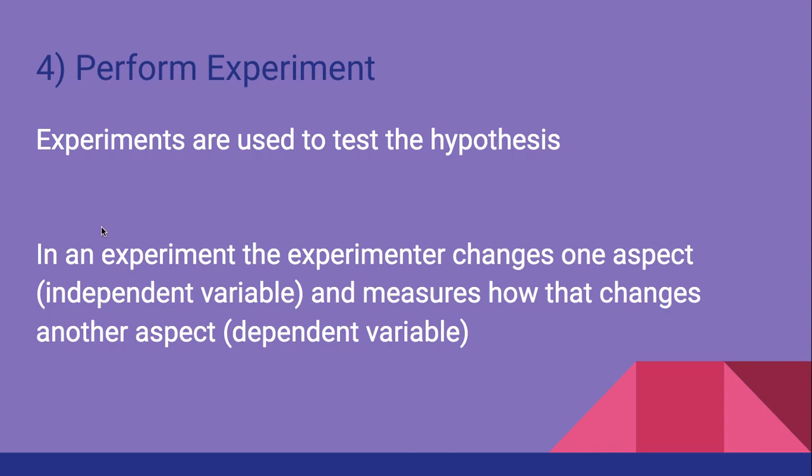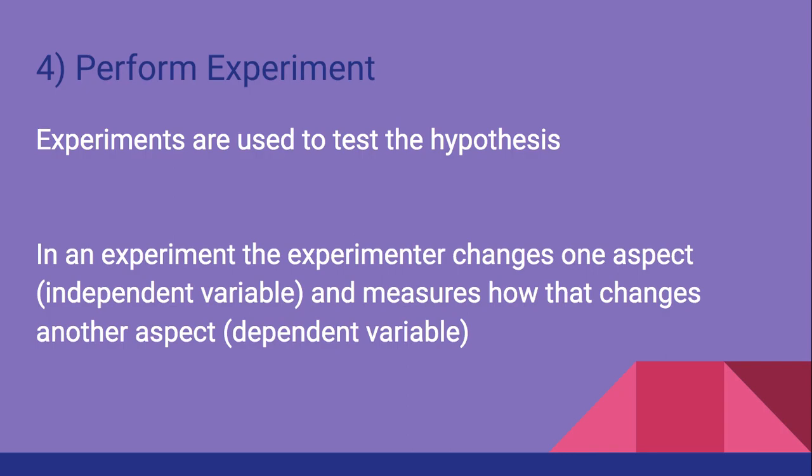But in an experiment, the experimenter, that would be you, changes one thing. You change the independent variable. And then you measure how that changes another aspect, a dependent variable. Okay? So I could, going back to my tomatoes. I love tomatoes. All right, I had a question. What can I give my tomatoes to make them grow more? I did my research. I found what other people said. I made a hypothesis. If I give my tomatoes salt water, they will grow more.